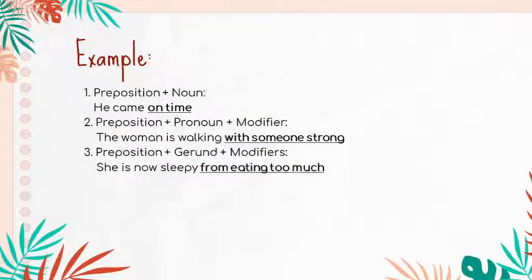Okay, for the example, preposition plus noun. He came on time. On time. On is a preposition and time is a noun. For the next example, preposition plus pronoun plus modifier. The woman is walking with someone strong. With is a preposition, someone is a pronoun, and strong is a modifier.